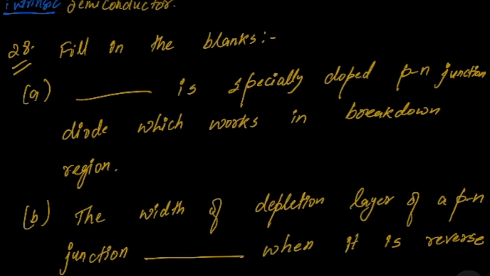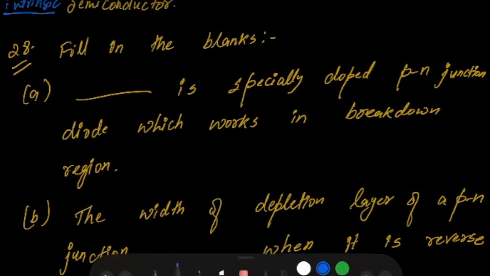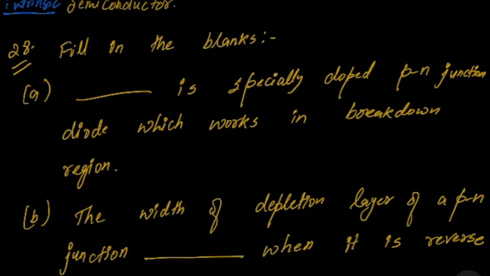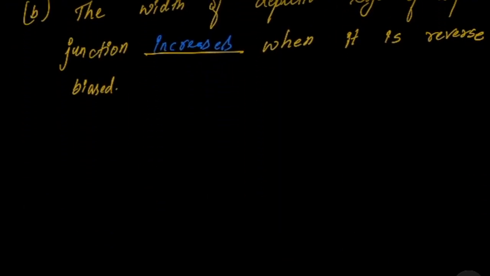So first is the especially doped PN junction diode which works in breakdown region. What is it talking about? It is talking about the Zener diode. So we will write Zener diode. Second is the width of depletion layer of a PN junction when it is in reverse bias. So what happens to the width? It will increase. So we will write increases. This is the question.